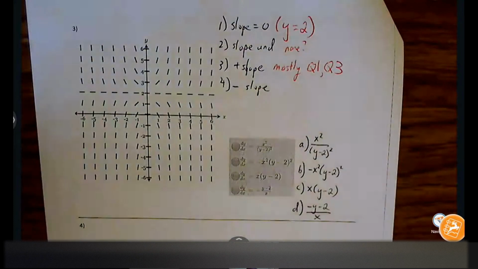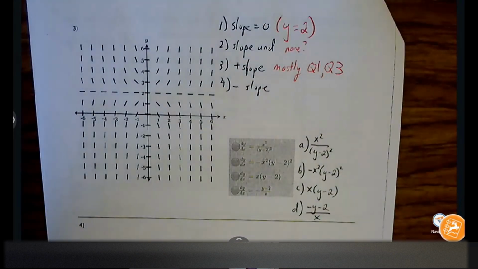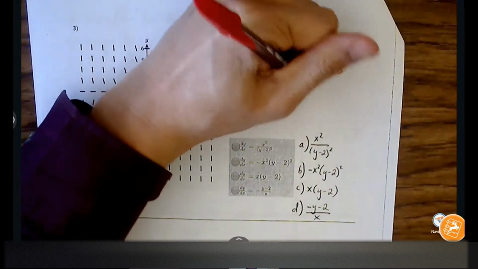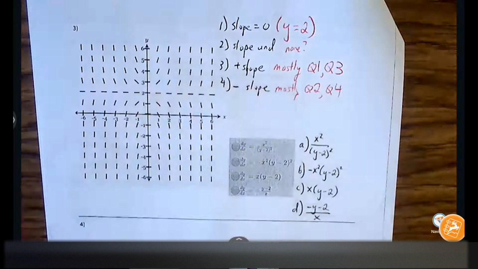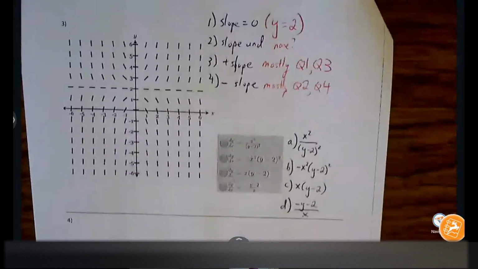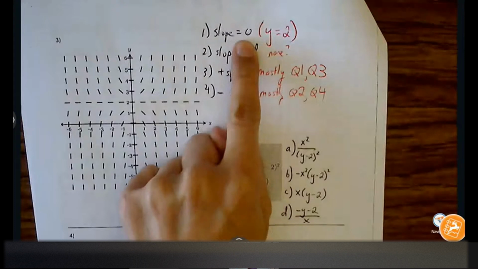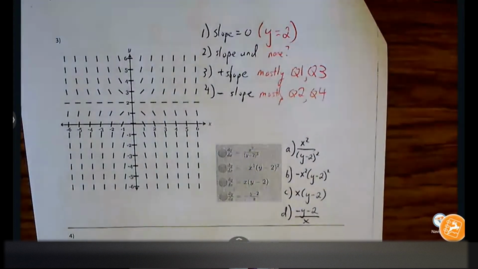Negative slopes, quadrant 4 mostly. Yeah, and it's mostly 2 and 4. All right, let's go down the line here. When y equals 2, I should be getting a 0 in return. Which one can we take out?